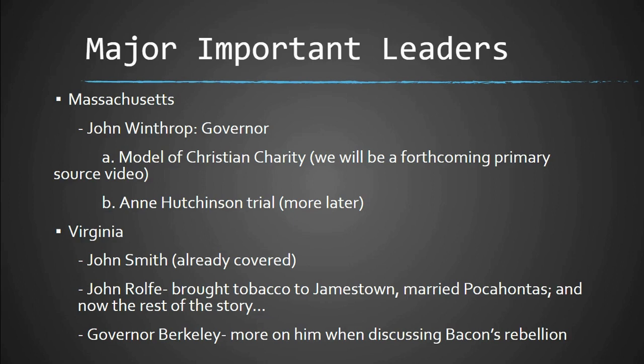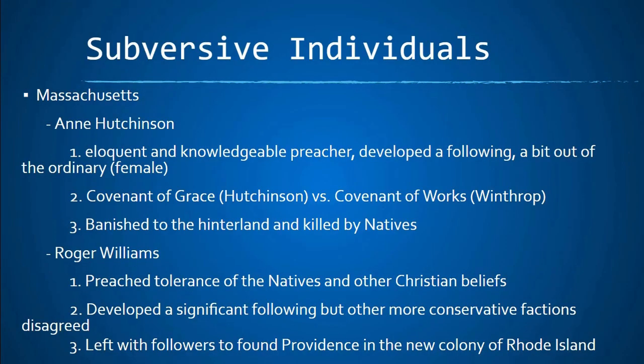In Virginia, some of the prominent leaders include John Smith, John Rolfe, who we already discussed. Also, you can tell John is a super popular name in the era. The other prominent leader in Virginia was Governor Berkeley, who we are about to discuss as a central figure in Bacon's Rebellion. Okay, let's check out some individuals that did not toe the colony line.